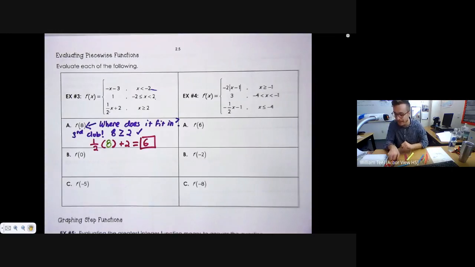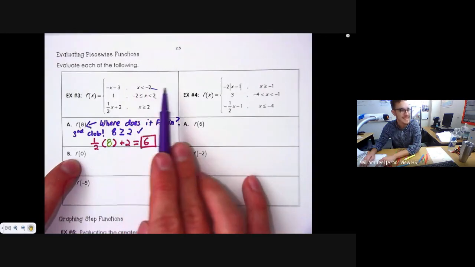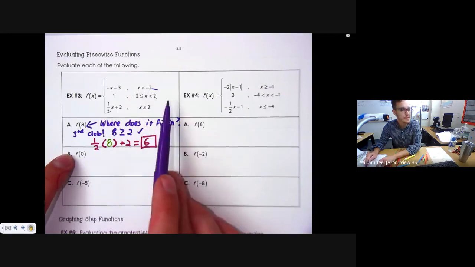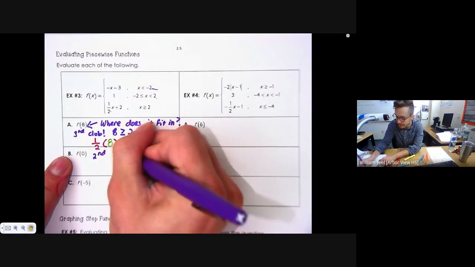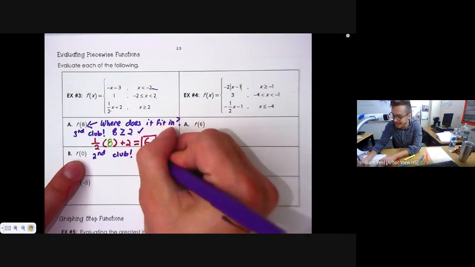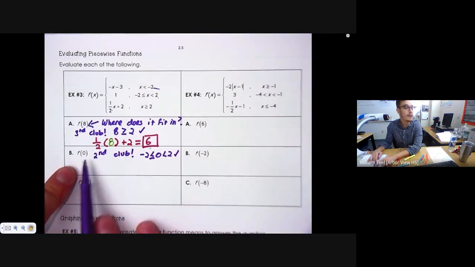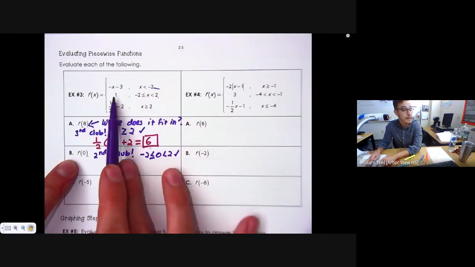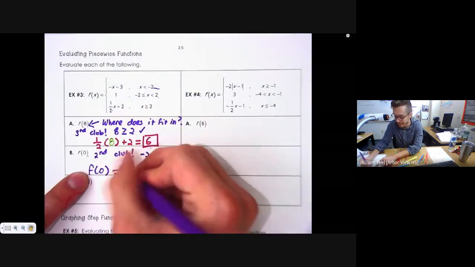First of all, which club does f of 0 fit into? Well, it doesn't fit into club number 1 because 0 is not less than -2. Does it fit into club number 2? Is 0 in between -2 and +2? Yes, so this is in the second club. That means we're going to plug this into the second equation because -2 is less than or equal to 0, which is less than 2. f of x is equal to 1 for all values of x in between here. So f of 0 is simply going to be equal to 1.